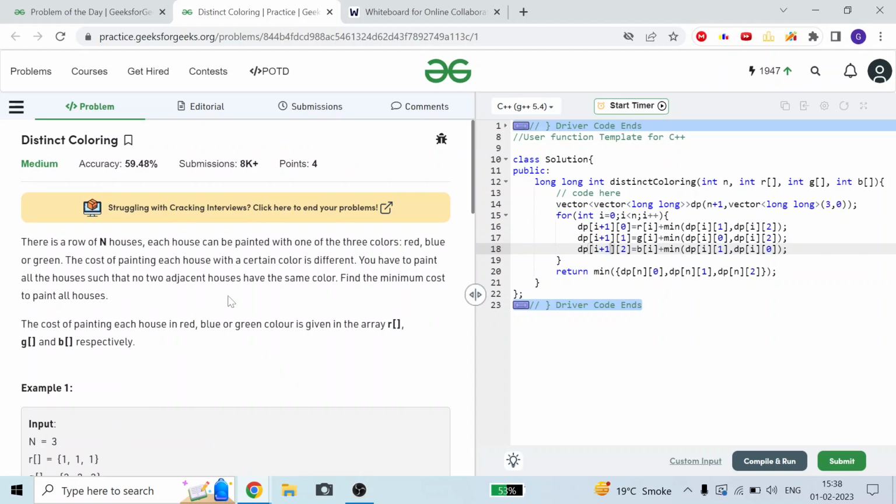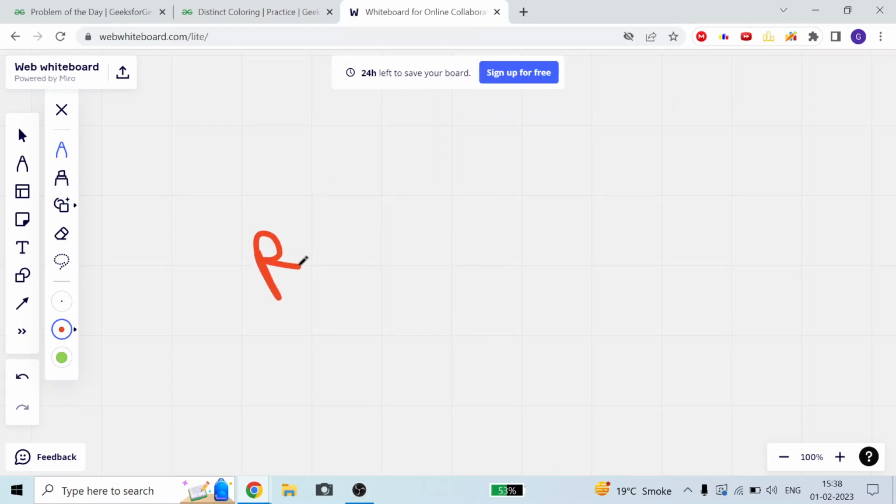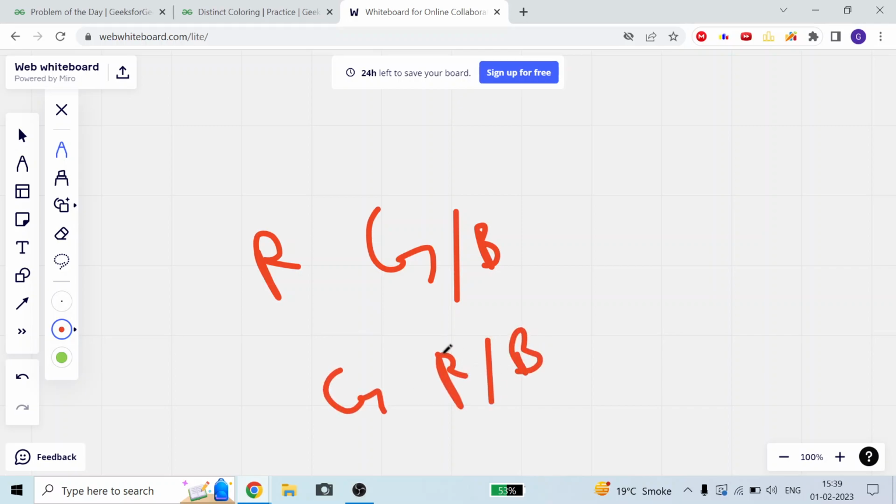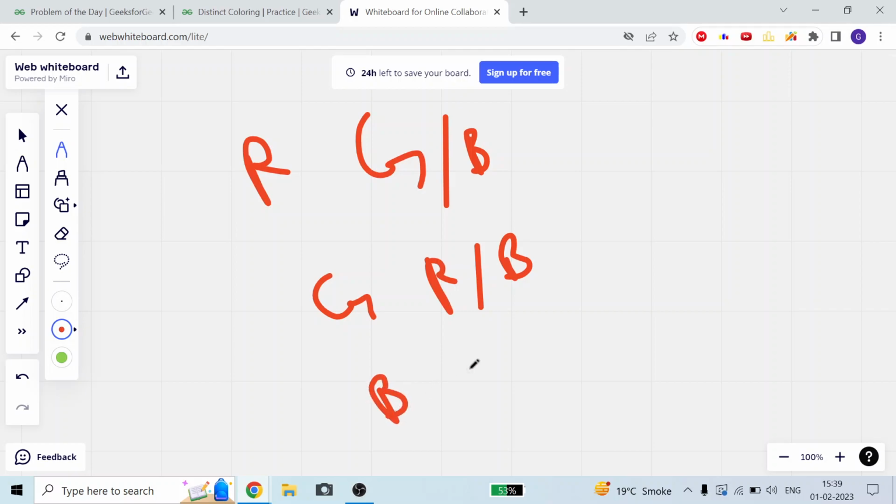Here one more condition is given, that all the houses should be painted, but there must be no two adjacent houses having the same color. Okay, means if once I color a house red, then I cannot color the next house red. I have to either paint it green or blue. If I paint a house green, then I can paint the next house red or blue. If I paint a house blue, then I can paint the next house red or green. Okay, so two adjacent houses cannot be painted in the same color.